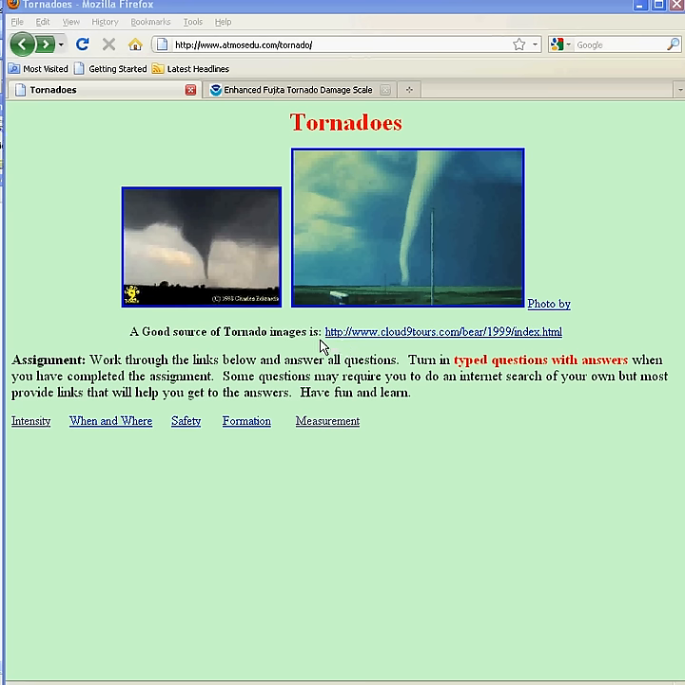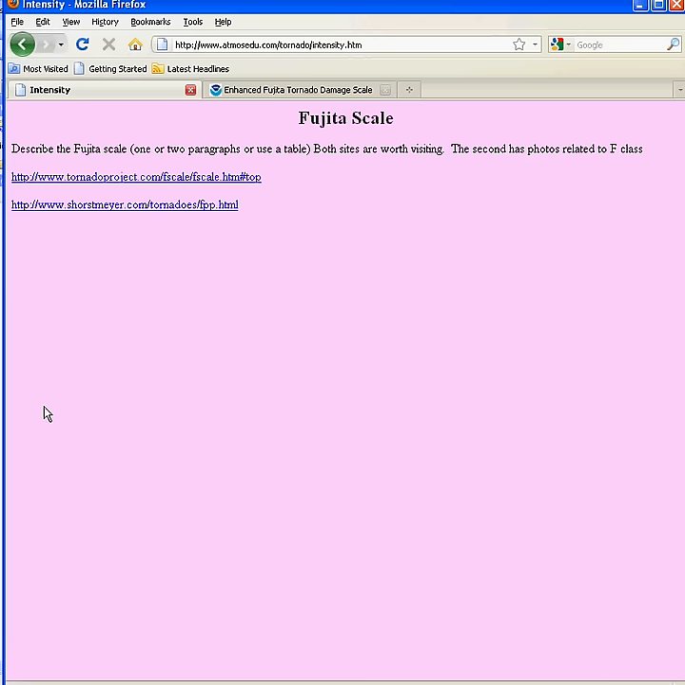Here's a quick look at the Tornado's assignment. What you'll do is you'll come here and go to each of these links and answer the questions that are asked on each one. For example, the first one is describe the Fujita scale in 1 or 2 paragraphs. And here are a couple of sites that you can look at.